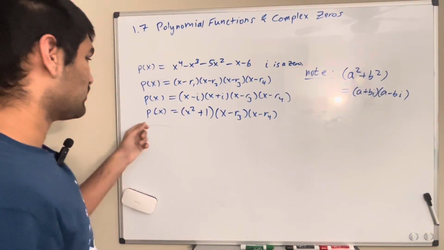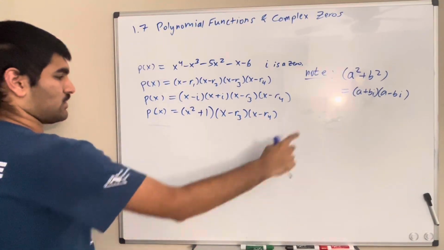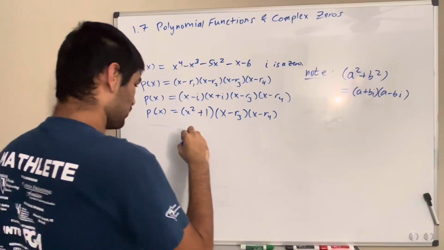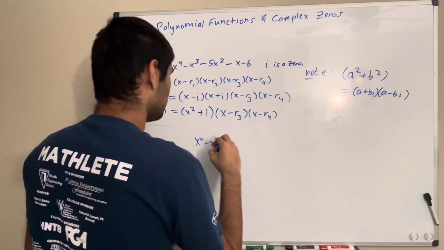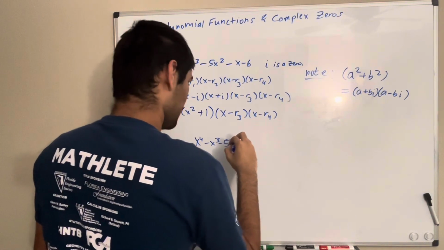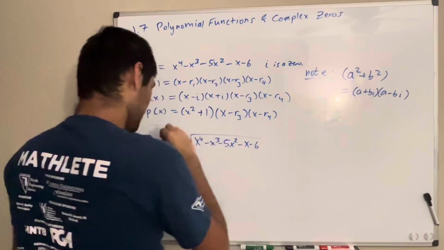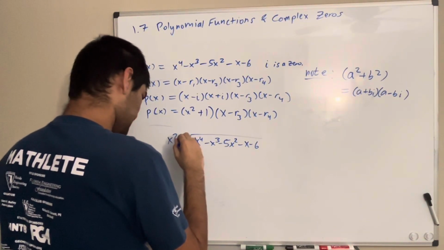So if you just divide both sides by x squared plus 1, we can find what this product is equal to over here. So now we can do polynomial long division. We have x to the fourth minus x cubed minus 5x squared minus x minus 6 divided by x squared plus 1. I'm going to write it as x squared plus 0x plus 1.